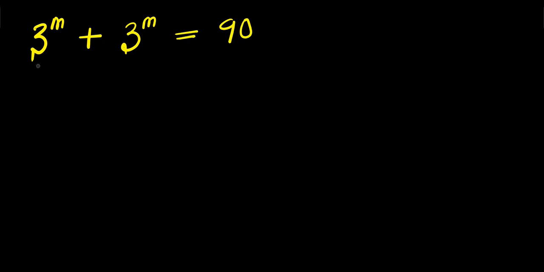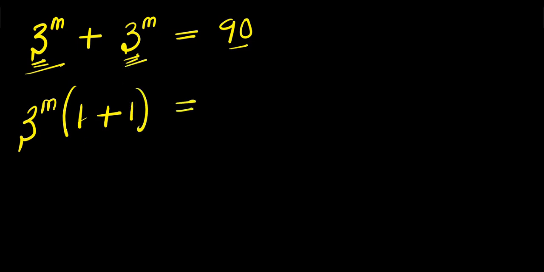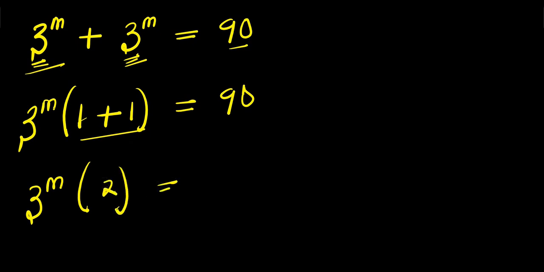Hello, how to solve 3 power m plus 3 power m equals 90. Solving for the value of m that satisfies this equation, we start by factoring out 3 power m because it's common. We have 3 power m times 1, plus 3 power m divided by 3 power m, I have 1, and this equals 90. And here we have 3 power m times 1 plus 1, that is 2, and this equals 90.